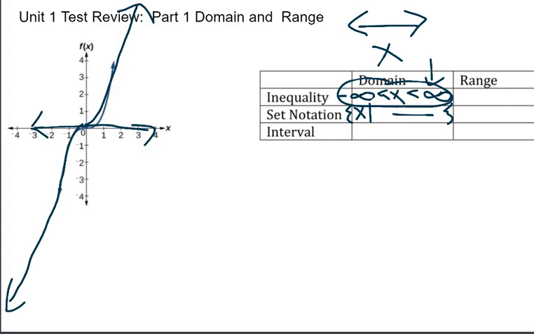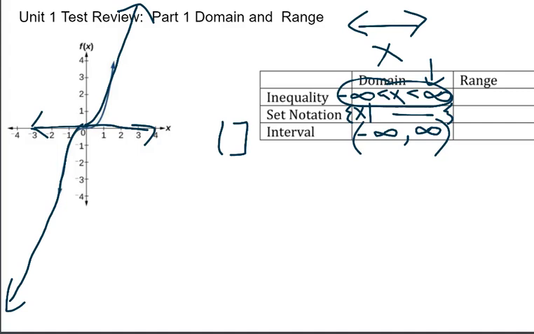Interval notation, you are either going to use a parentheses if it's not equal to, and a bracket if it is equal to. So we're going to put our smallest number first, which is negative infinity, comma, our biggest number, which is infinity in this case. And since we can never be equal to infinity, it's going to be parentheses in both cases.